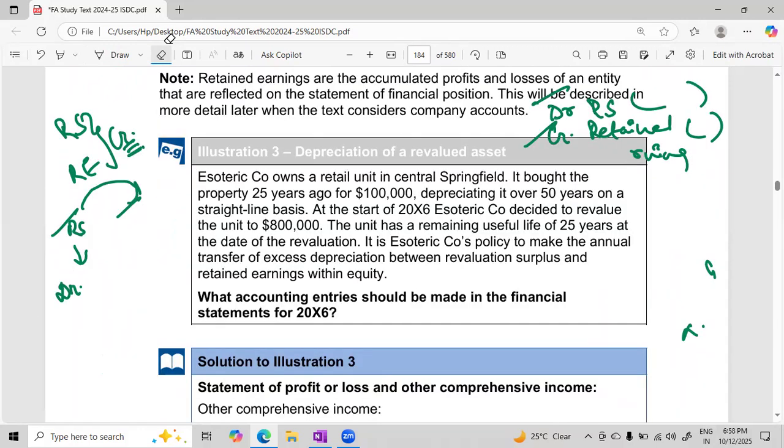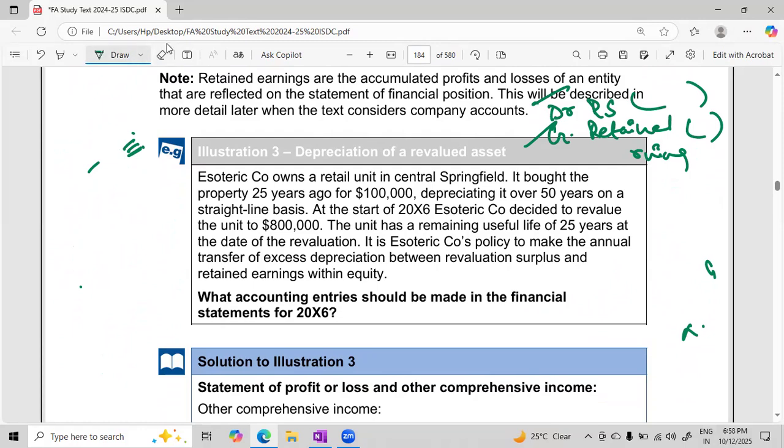Okay, let's start. A historic company owns a retail unit in central Springfield. It bought the property 25 years ago for $1 lakh. So the value of the property is $1 lakh and it was bought 25 years ago and it has a total useful life of 50 years. So the timeline is like this. The total useful life is 50 years and we are standing when 25 years have passed. So these are 25 years and these are 25 years.